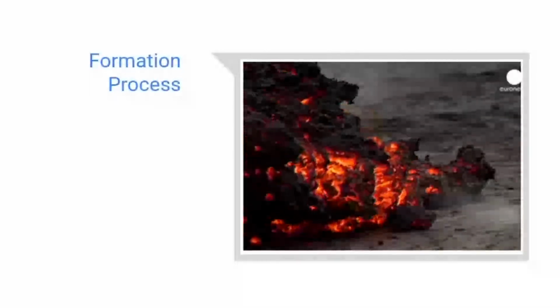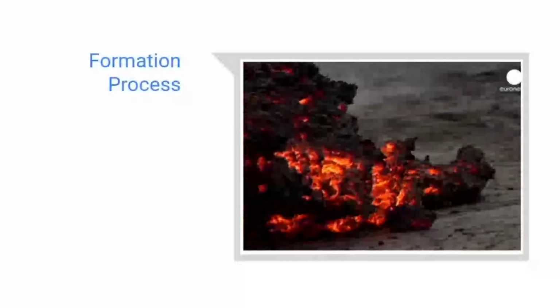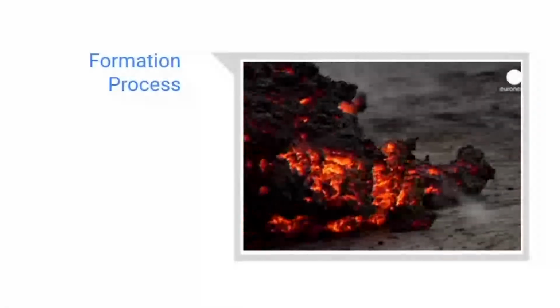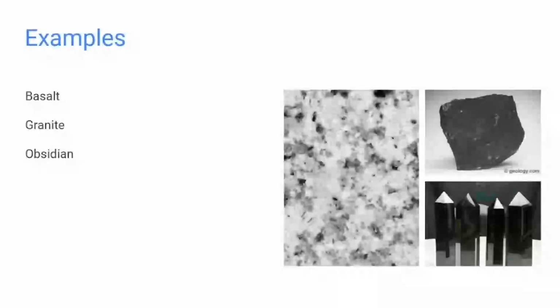Now when this magma, which is inside the earth's crust, cools and solidifies, it forms the intrusive igneous rocks. And as you can see in the picture, when the magma reaches the earth's surface, it is called lava. And this lava, when it cools down and solidifies, forms extrusive igneous rock. Some examples of igneous rocks are basalt, granite, obsidian, and pumice.